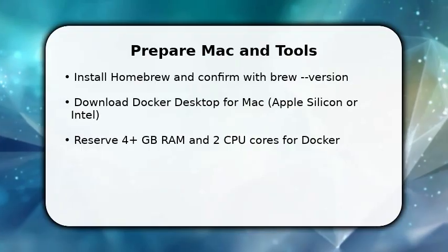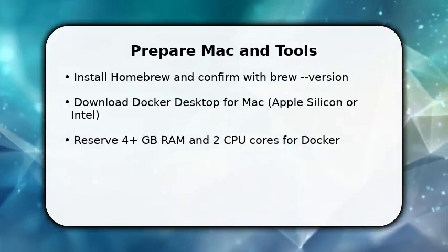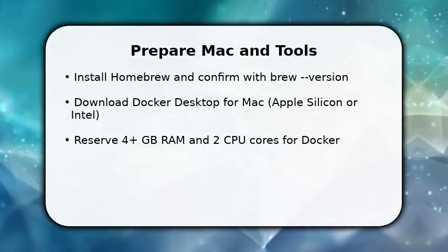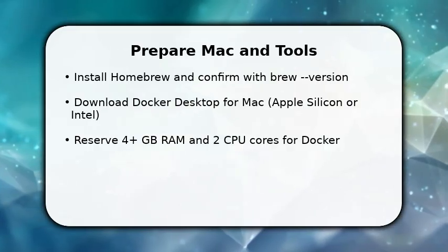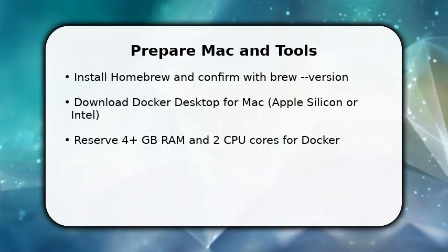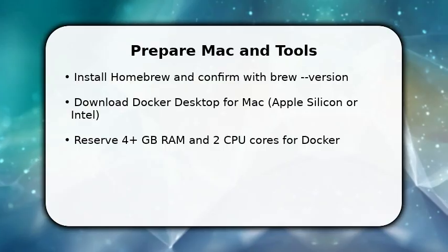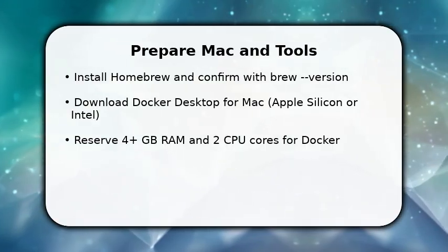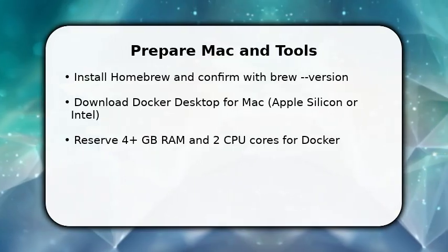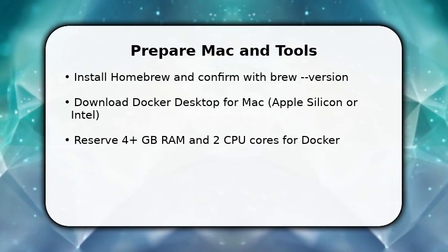You start by preparing your Mac so SQL Server runs reliably. Install Homebrew because you'll use it to fetch helpers. Then download Docker Desktop matching Apple Silicon or Intel. Once done, open Docker settings and allocate at least 4 GB of RAM and 2 CPU cores to the engine so the SQL Server container performs well. Make sure virtualization is enabled and you have sufficient disk space. These steps reduce runtime errors and give you a stable environment before pulling the image.